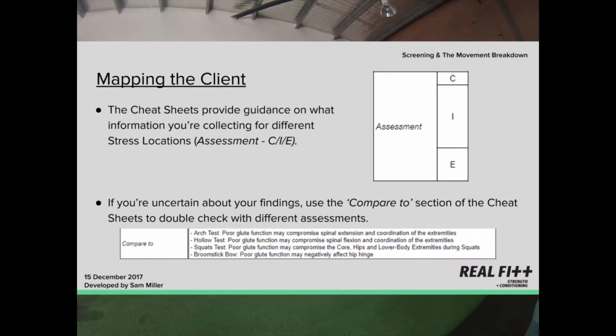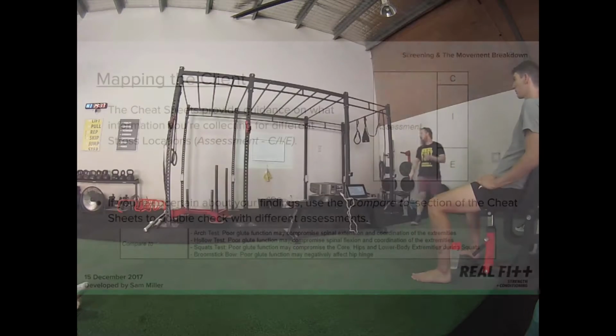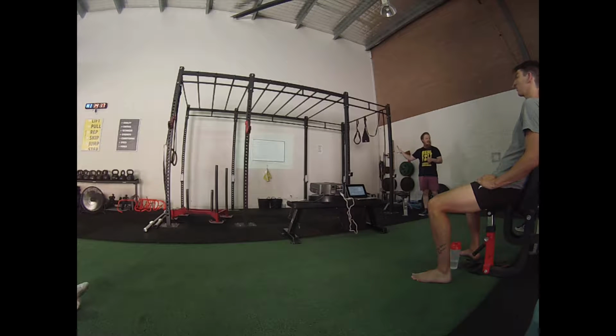We talked very briefly just before about how we can map the client onto that same hierarchy. If you look at the cheat sheets, one of the big parts is assessment, and then that's broken down into C for core, I for interfaces, E for extremities. And it's there for every assessment. You can use that to get guidance on the information you're collecting and how that maps onto all those different stress locations.